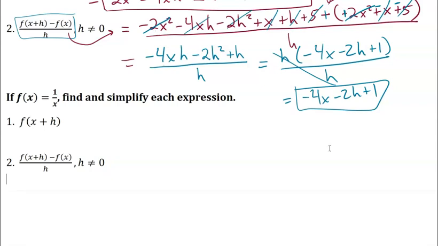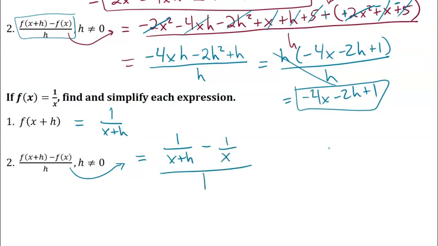Okay, so new function, f of x equals 1 over x. We're first looking for f of x plus h. So this is equal to 1 over x plus h. Bam, done. That's it. There's nothing to simplify there, so we just leave it. Now we're going to take that, subtract the original function f of x, and divide the whole thing by h. So this is equal to f of x plus h, 1 over x plus h, minus f of x, 1 over x, all over h.